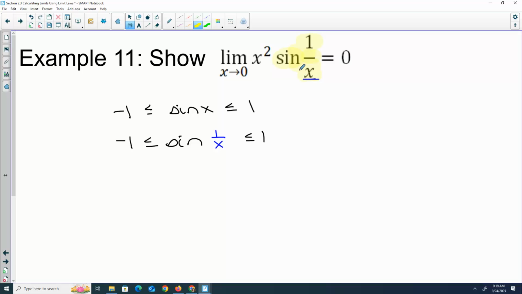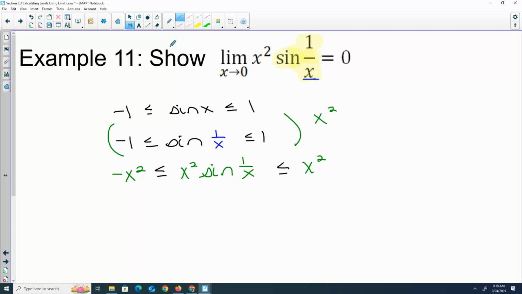What am I missing? The x squared. Okay, x squared is positive. So could I just multiply everything by x squared? Multiplying by a positive doesn't change my inequality. So if I took all of these things times x squared, then I would get a negative x squared less than or equal to x squared sine of 1 over x less than or equal to a positive x squared. And again, I got that just by taking the previous inequality and multiplying everything by x squared, which is legal because I know x squared is a positive number.